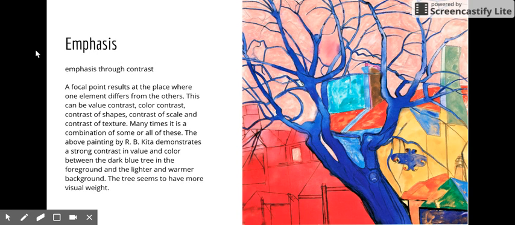The above painting by Arbikata demonstrates a strong contrast in value and color between the dark blue tree in the foreground and the lighter and warmer background. The tree seems to have more visual weight because blue is very much opposite or different than the warmer colors behind it.